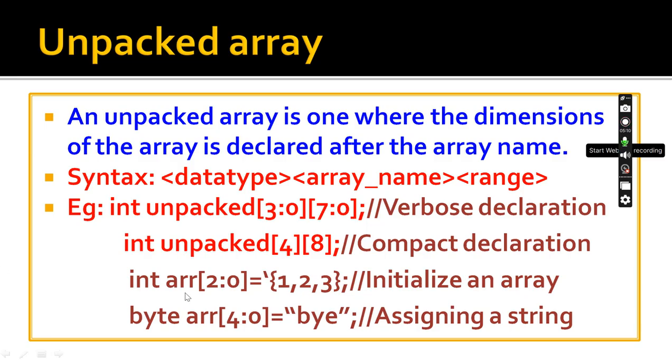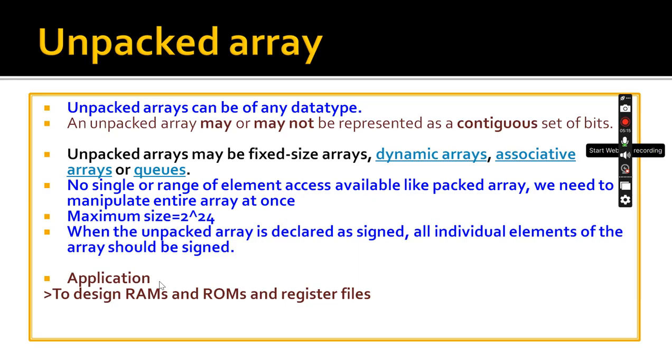Here you can see that an unpacked array can be of any data type. In a packed array we have learned that it can be of only single bit data types, but an unpacked array can be of any data type. It may be stored as a contiguous set of bits, or it may not be, unlike a packed array. And an unpacked array may be a fixed size array, a dynamic array, an associative array or a queue. These things we will be learning better in the next video.